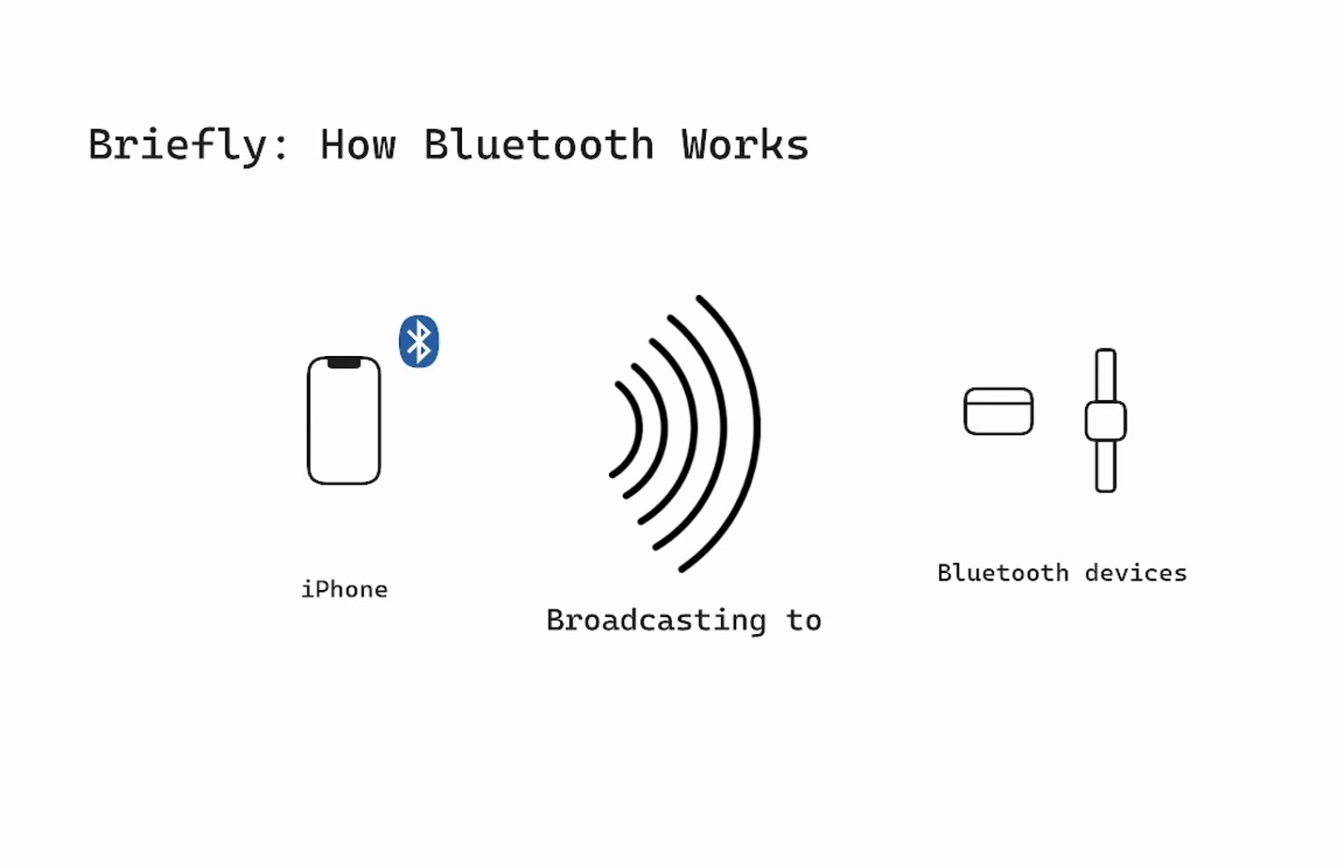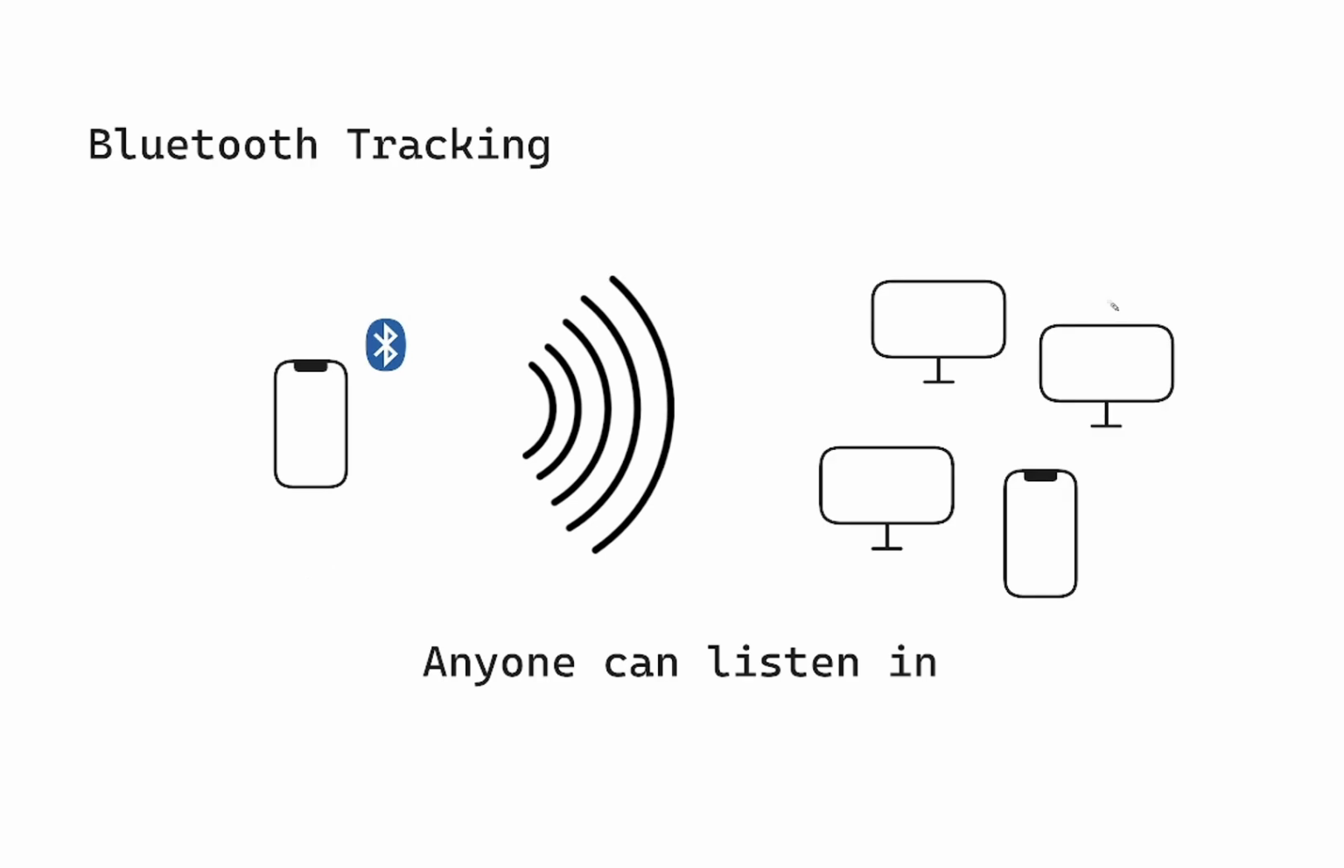Bluetooth works by continuously broadcasting radio signals with unique identifiers, allowing devices to discover and connect with one another. But the problem is that if these identifiers aren't randomized, they can be exploited to track devices, since anyone can listen in on those signals.